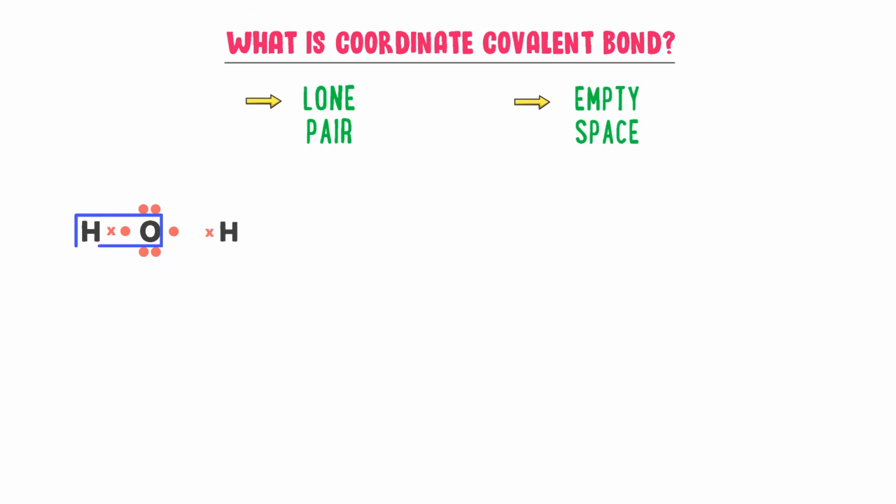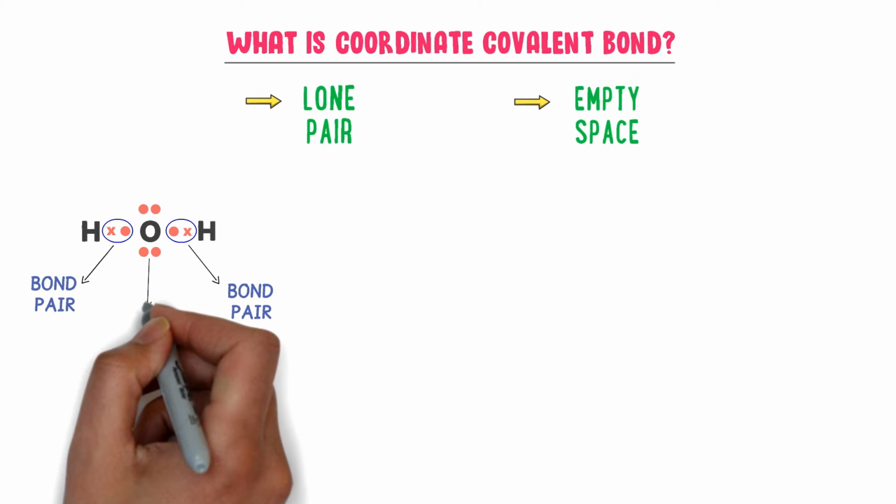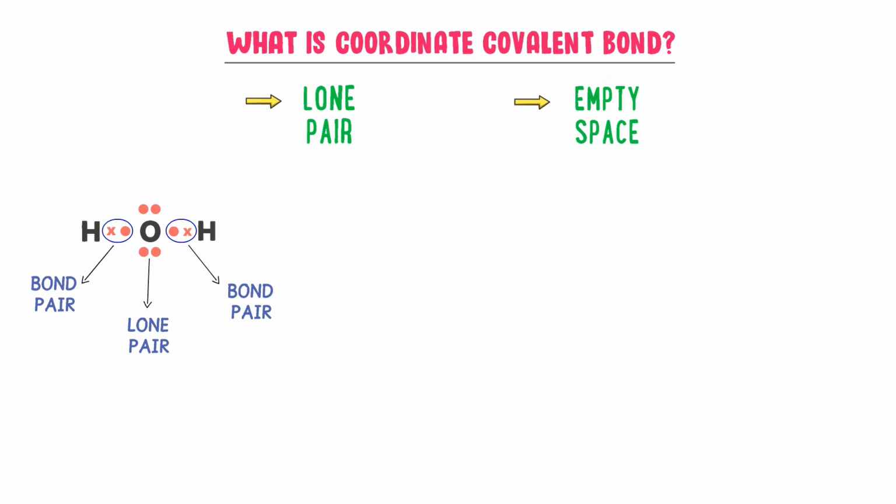Now hydrogen and oxygen will share 1 electron each to form a single covalent bond. Another hydrogen atom will form a single covalent bond with oxygen by sharing 1 pair of electrons. Now listen carefully. This pair of electrons is called bond pair of electrons. On the other hand, these pairs of electrons are called lone pairs of electrons because they do not participate in chemical bond.